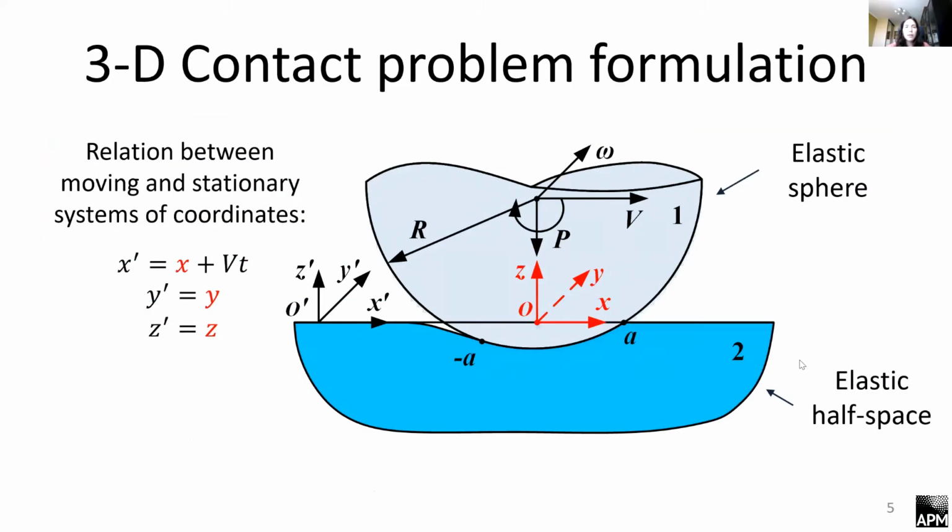In this study, we consider a three-dimensional contact problem about a rolling sphere on the elastic half space. We consider that the sphere and the elastic half space have the same elastic modulus, and also the running speed of the sphere is constant. To describe this problem, we can take two systems of coordinates, moving and stationary, and on the left side of the slide there is a relation between these two systems of coordinates. And the load on the sphere is also constant.